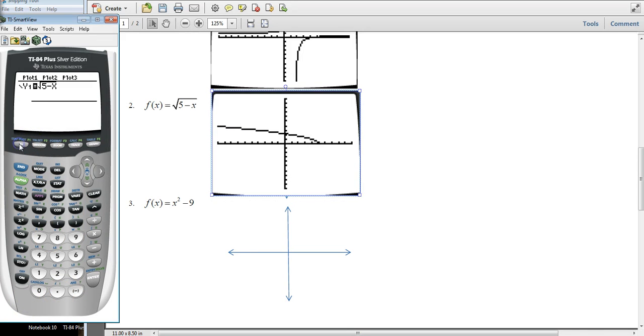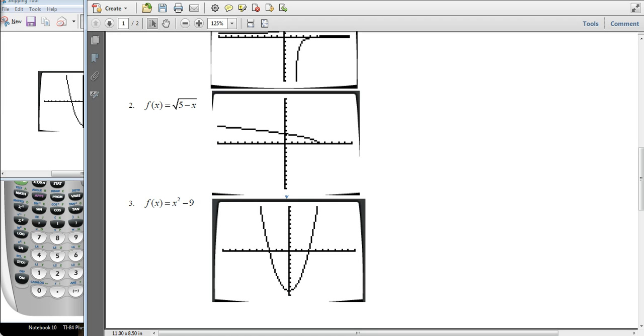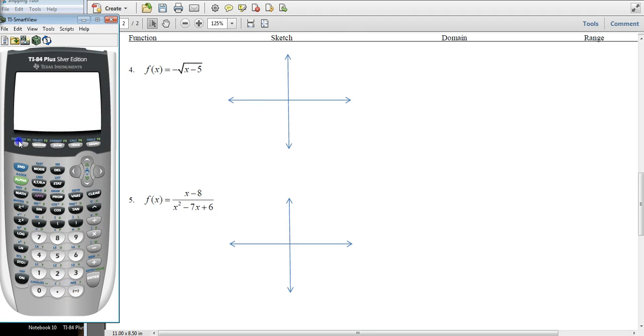Problem 3. Go to y equals, type in your equation, and graph it. This equation does not have a fraction, it does not have a radical, so that means the domain is all real numbers. You can use anything you want for x. Number 4, sketch the graph.